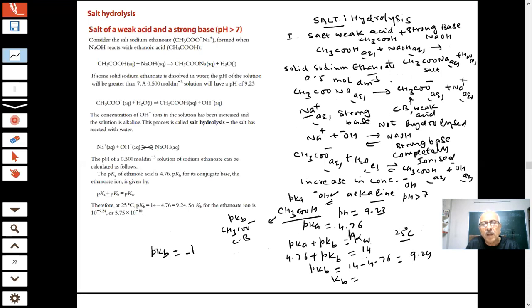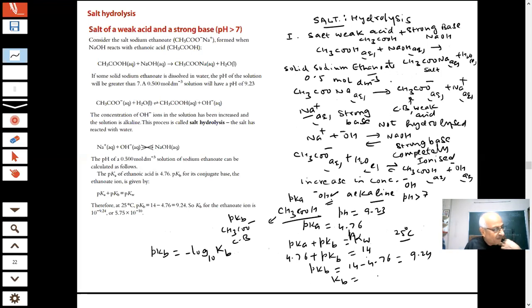pKb is equal to minus log of Kb. If you take the anti-log, you will get the Kb value. What will the Kb come out to be? You have 1 minute to answer the question. What will be the value of the Kb, if the pKb is minus log 10?